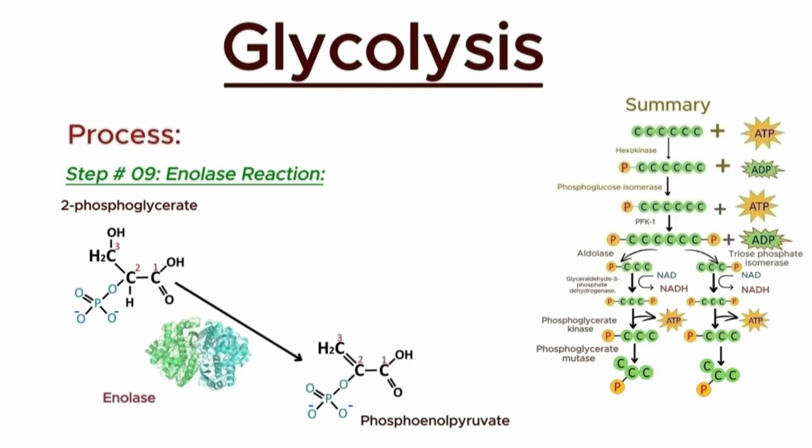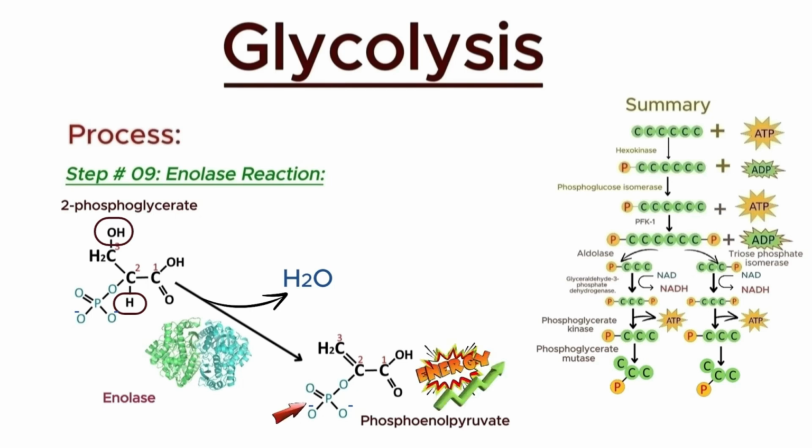The enzyme enolase catalyzes this reaction. During this step, enolase removes a molecule of water from 2-phosphoglycerate, resulting in the formation of phosphoenolpyruvate. Phosphoenolpyruvate is a high-energy compound, with a high phosphoryl transfer potential, which is essential for the next step in glycolysis. So, in the end, 2-phosphoglycerate is converted into phosphoenolpyruvate through the removal of a water molecule. This reaction is catalyzed by enolase.